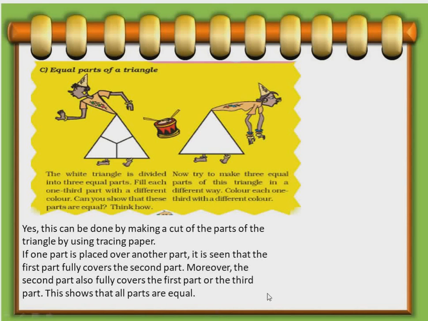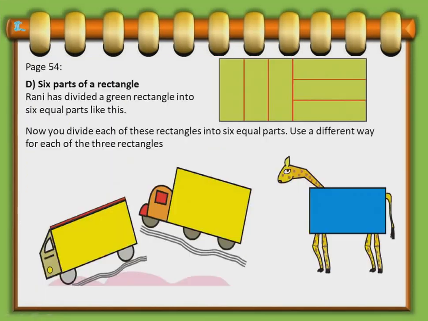So, shall I show you how I did it? So, this is the triangle which is given. So, first from the center here, I have put one line, again one line. So, in this way, I have divided the triangle into 3 parts. Understood? Next, page number 54.